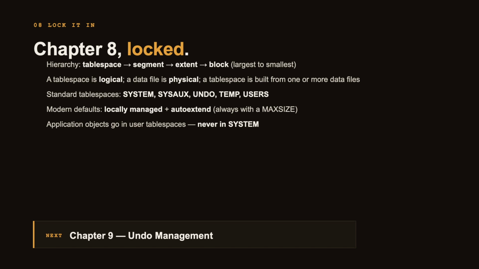One of those standard tablespaces, undo, is important enough to get its own chapter, because undo is one of the most misunderstood and most asked topics in the whole interview. That's Chapter 9, and it's a high-value one.